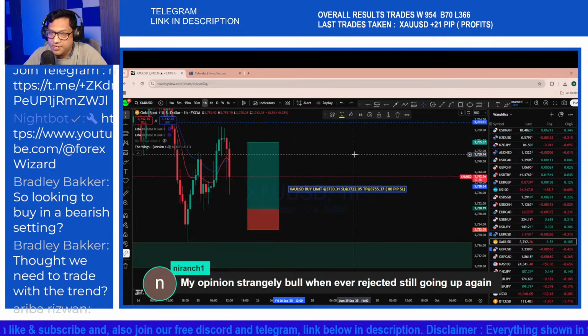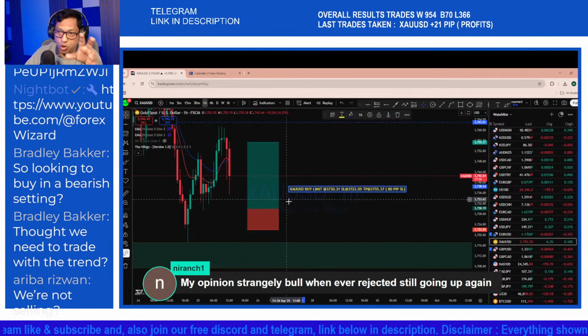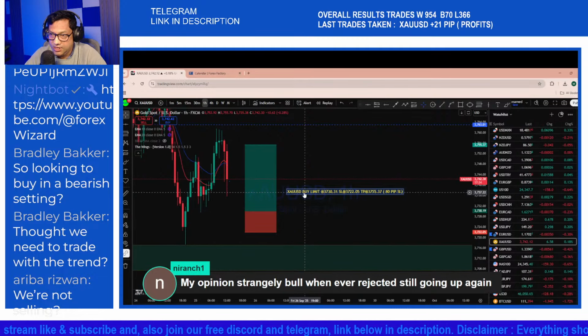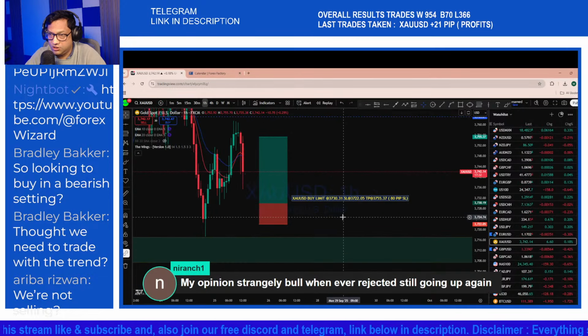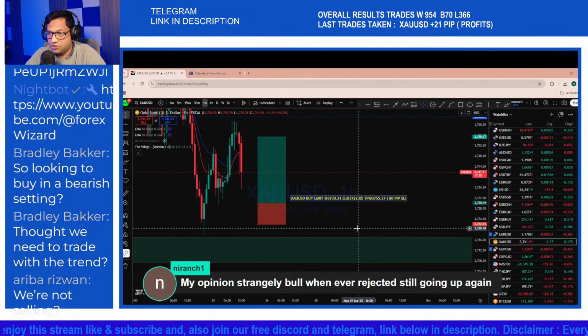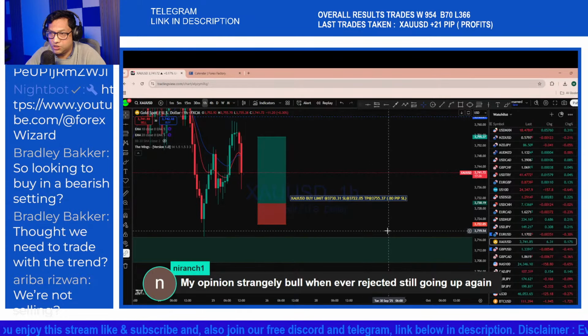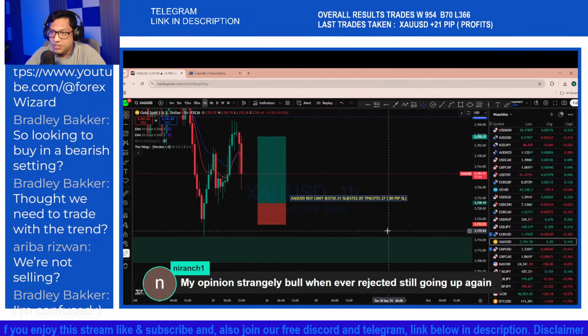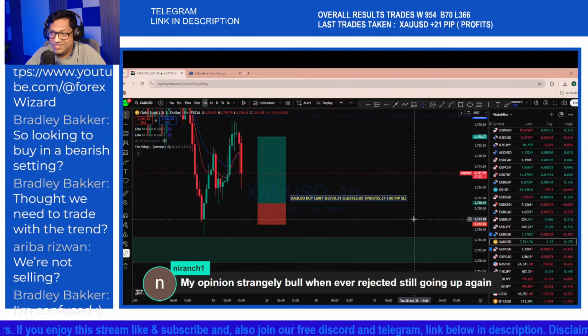So we're looking here for a possible drop down to this daily support level, which is potentially a buy limit order. XAUUSD buy limit at 3730.31 and stop loss at 3722.05. TP target 3755.37.